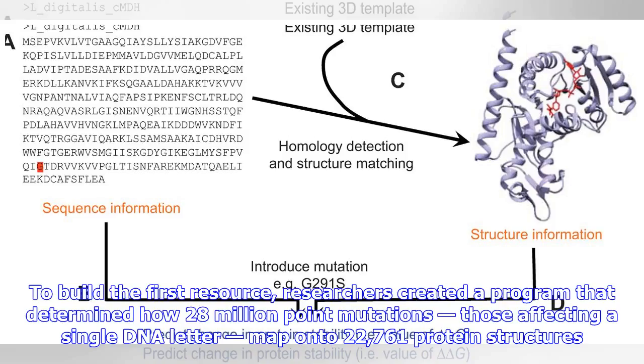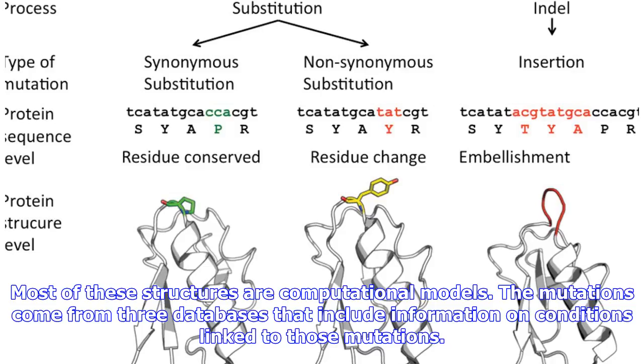To build the first resource, researchers created a program that determined how 28 million point mutations, those affecting a single DNA letter, map onto 22,761 protein structures. Most of these structures are computational models. The mutations come from 3 databases that include information on conditions linked to those mutations.